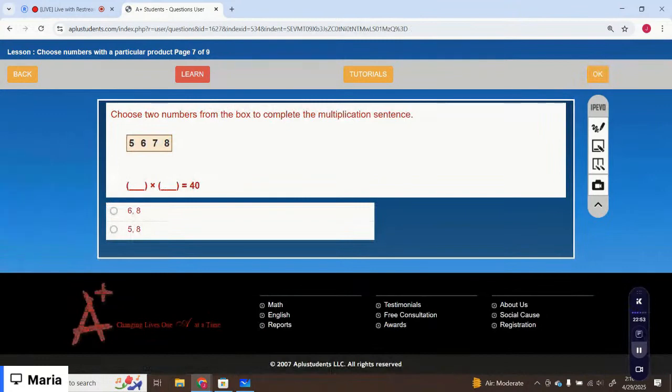Choose two numbers from the box to complete the multiplication sentence. Which two numbers have a product 40, which is the correct option? That is 8 times 5 makes 40. Option number 2 is the correct option. Okay, you can complete the lesson by yourself later today. Let me just move on to the next lesson. If you have any question with the lesson we just did, you can write it down in the chat box.